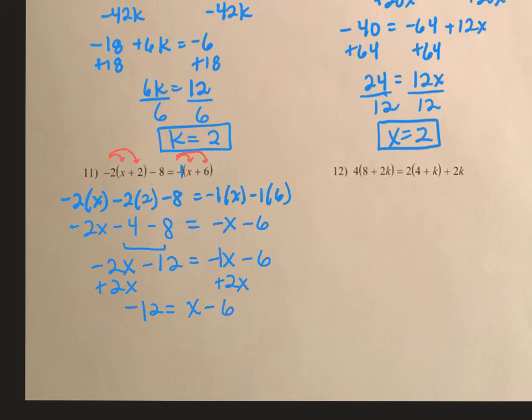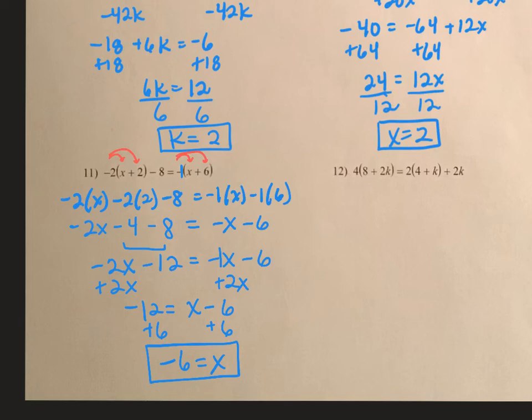Okay, now move my constants. So plus 6, plus 6. On the left side, negative 12 plus 6 is negative 6. So x equals negative 6. Okay, remember to pause and rewind if you need to.